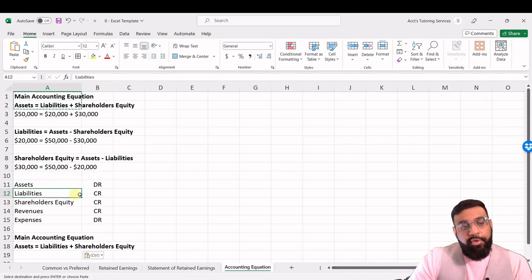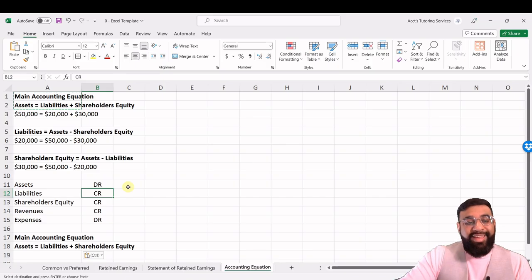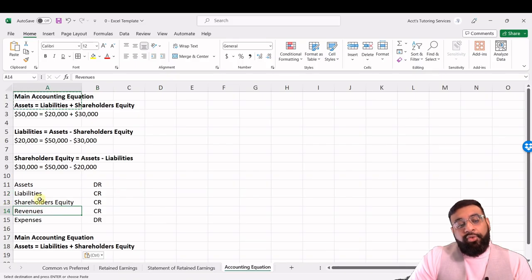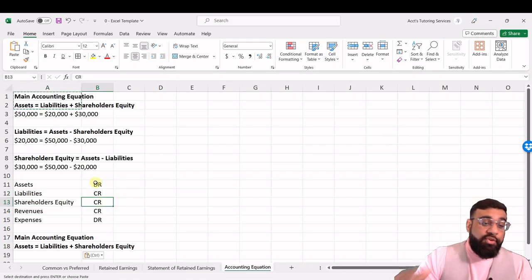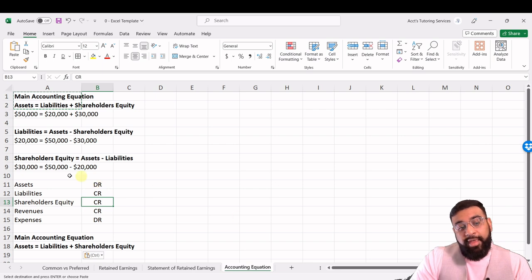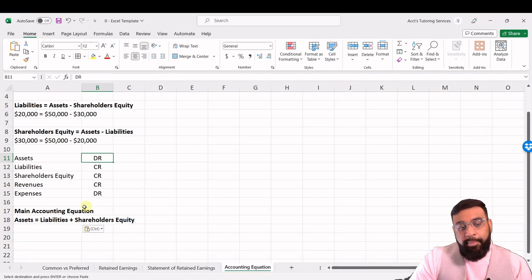When we say a liability is a credit account, that means on the credit side it increases. That means by default on the debit side it decreases. So shareholders' equity is also a credit account. However, there's a huge misconception where students think that shareholders' equity is a debit account. So I'm going to explain to you why shareholders' equity is a credit account using the main accounting equation.